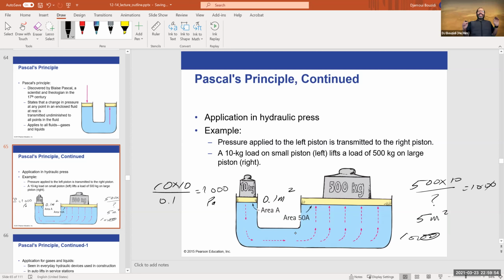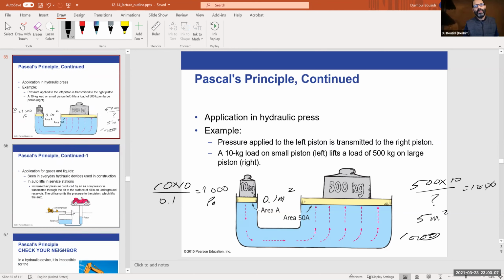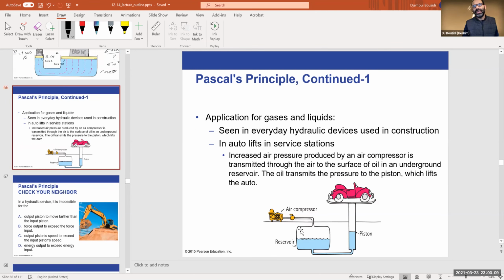So think about this one. You can lift an elephant if you like with this hydraulic press. You can lift whatever you want to, okay? So this is actually a machine. This is a simple machine. It's like the lever. It's actually used in the industry to lift heavy objects like cars, for example, okay?